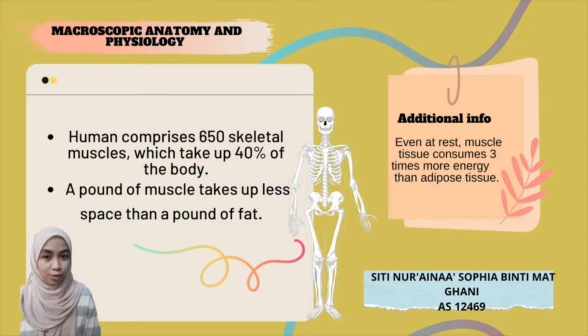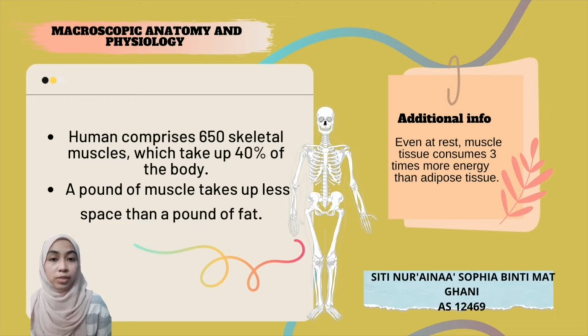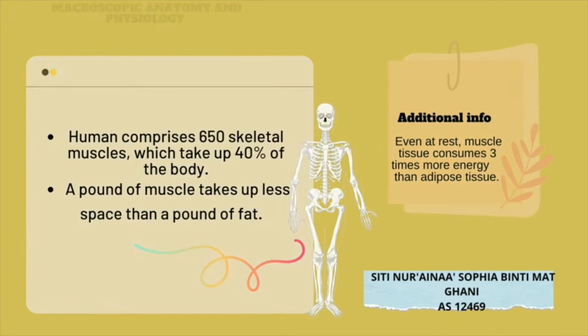650 skeletal muscles and their associated tissue make up approximately 40% of the weight of an average human. A pound of muscle takes up less space than a pound of fat. It is because muscle tissue is more dense than fat. Before we move to the next slide, I just want to add one additional information about this topic, which is even at rest, muscle tissue consumes 3 times more energy than adipose tissue.